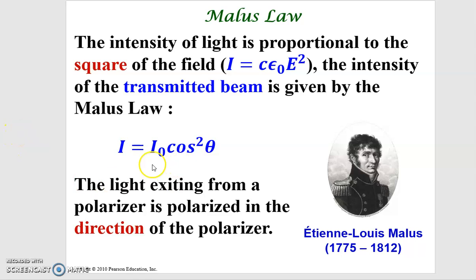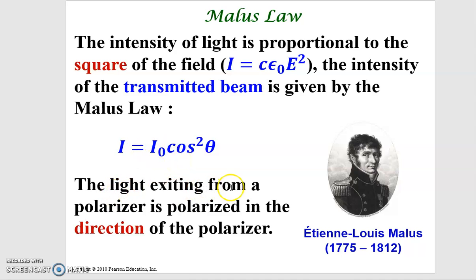Now you will see, apparently, because cosine theta is less than or equal to 1, the intensity of the transmitted beam will definitely be smaller than the original intensity.